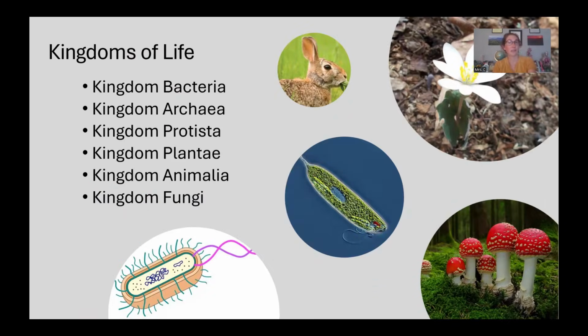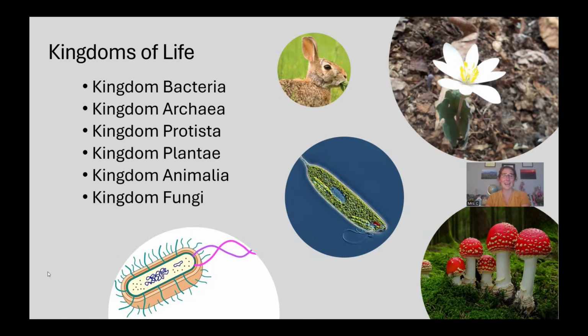Here are the kingdoms of life. So we have kingdom Bacteria, Archaea, Protista, Plantae, Animalia, and Fungi. So archaea are very similar to the bacteria. They're the extreme bacteria. So if you ever come across them, that is the archaea. Kingdom Protista is a eukaryote.